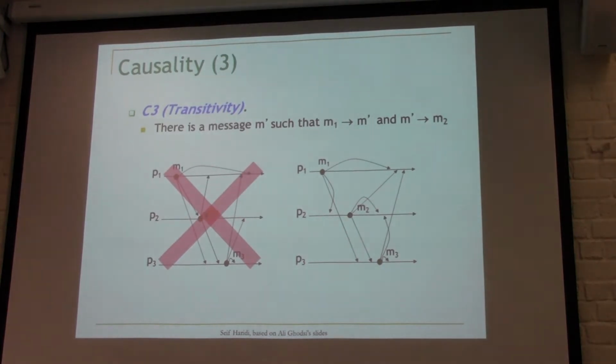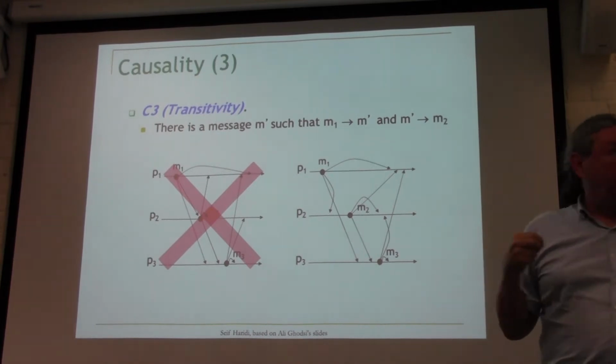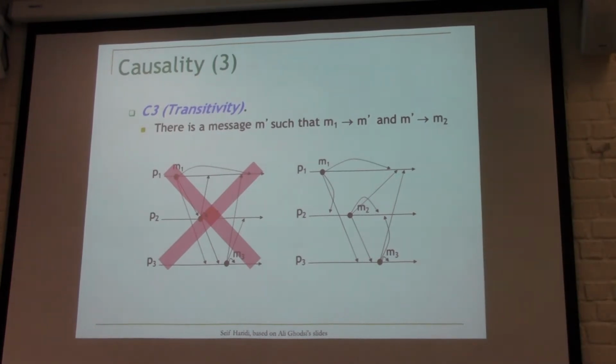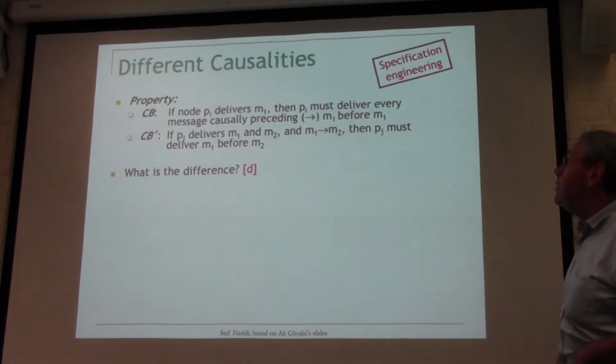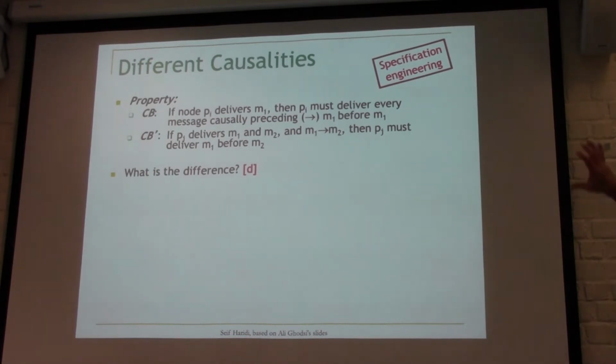Okay? See, so before writing code, it's very important to understand the properties. That's always true, but in distributed systems especially, because a small change can make a big difference. And here's an example. Let's say I have two definitions of causality. So here again, I want to do specification engineering. Before writing any code, think carefully.